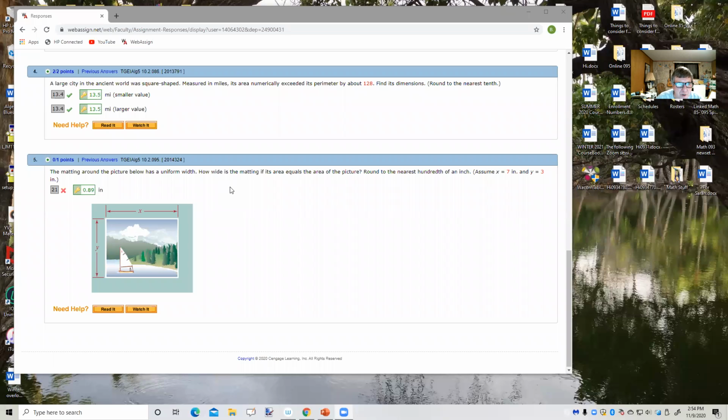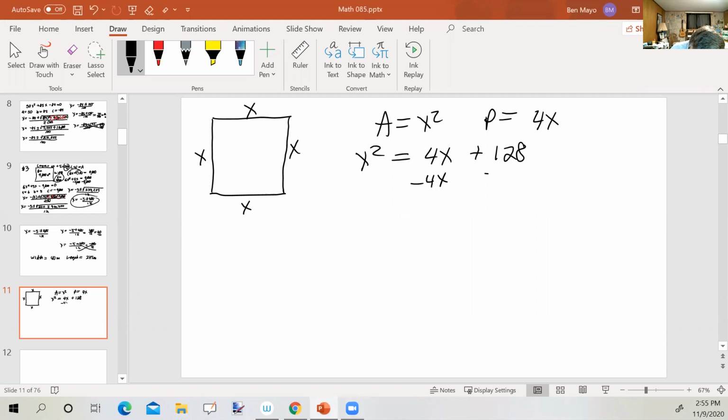Now, it says measured in miles, its area numerically exceeded its perimeter by about 128. So its area is equal to the perimeter plus 128. The area exceeds the perimeter, so adding 128 to the perimeter would make them equal. So there's our equation. Now we need to go in and solve it. And I don't remember which screen I'm on, so I need to go back here. Okay, so I'm going to subtract 4x and subtract 128 from both sides. So now my equation becomes x squared minus 4x minus 128 equals zero.